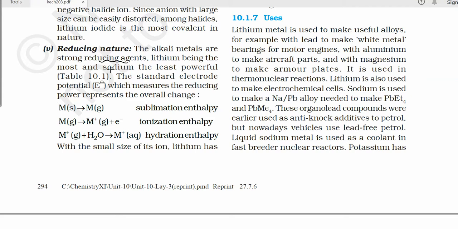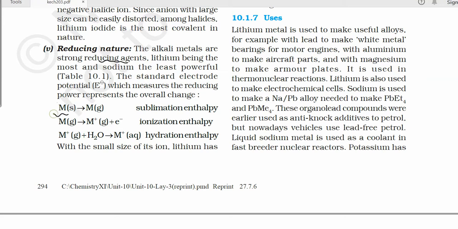Lithium is the strongest reducing agent, while sodium is the least reducing agent, having the least reducing nature. The standard electrode potential, which measures the reducing power, represents the overall change here.